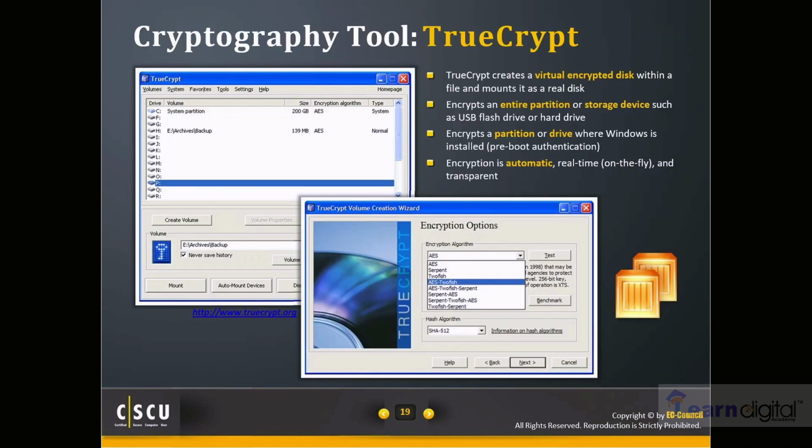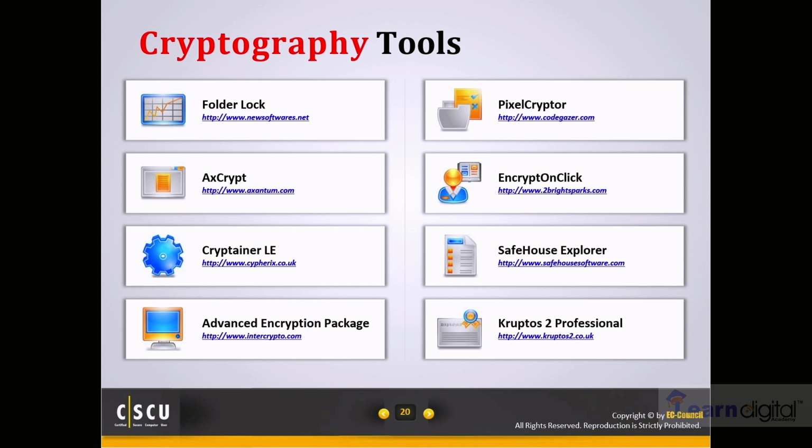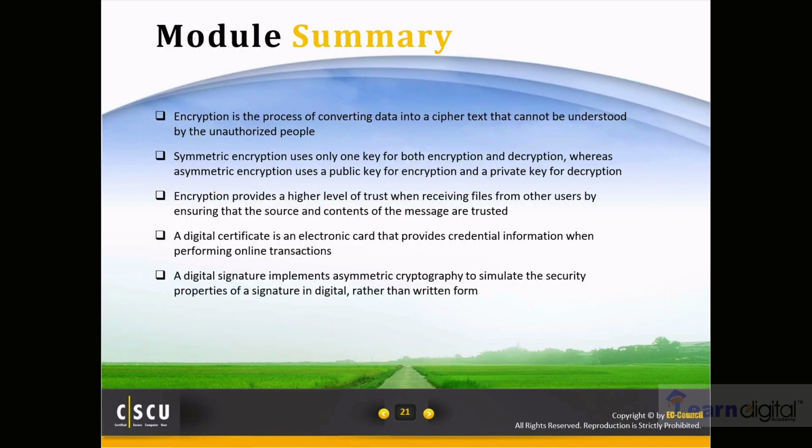There are some cryptographic tools which you can use. TrueCrypt is there. You can also use steganography tools like QuickStego. Then you can also use SNOW. We will have a demonstration for the same in the ethical hacking part, so don't worry about it. So we need to just be careful about the cryptographic tool TrueCrypt, which will create a virtual encrypted disk within a file and mount it as a real disk. And there are some more cryptographic tools which you can use for the same purpose.